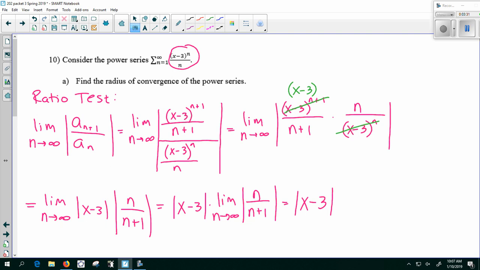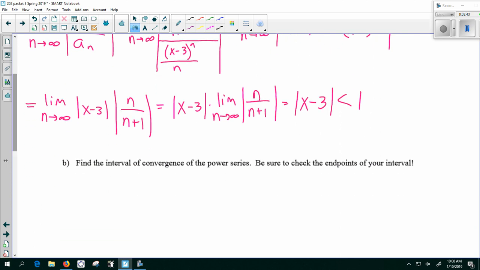But the ratio test says that this series will only converge if this limit that we just calculated is less than 1. So I have to force that to be less than 1 and figure out what x's will make that true. Remember, when you have an absolute value less than 1, that translates to a sandwich: negative 1 less than x minus 3 less than 1. X minus 3 has to be between negative 1 and 1 for its absolute value to be less than 1. Add 3 to all three pieces of this compound inequality, and you get 2 is less than x is less than 4. So that's our interval of convergence, but without checking the endpoints. That's an open interval of convergence.